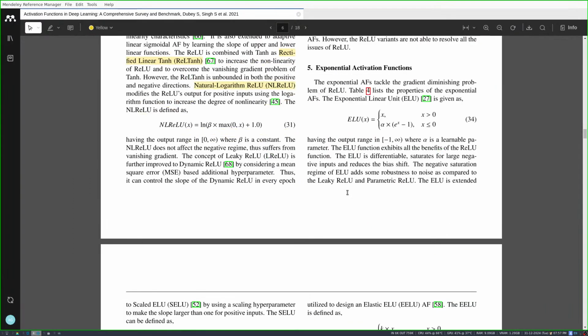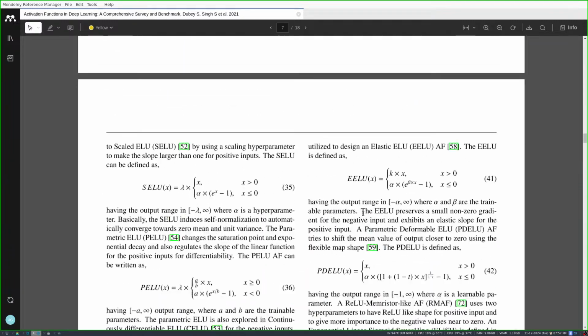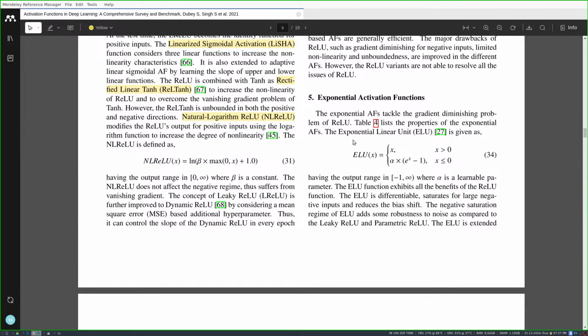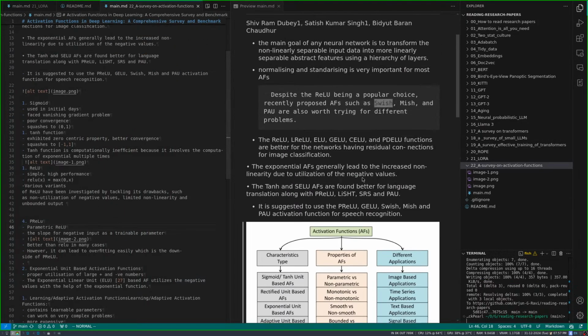How big is this exponential activation function? Yeah, it's small. Exponential activation tackles the gradient diminishing problem of ReLU. Exponential linear unit, ELU. ELU is cool, right?